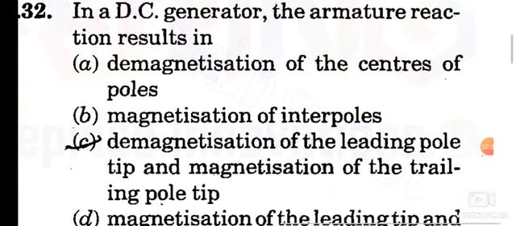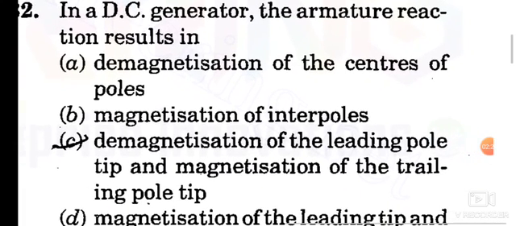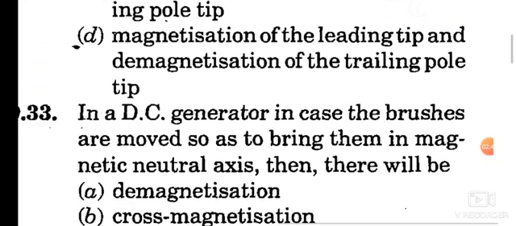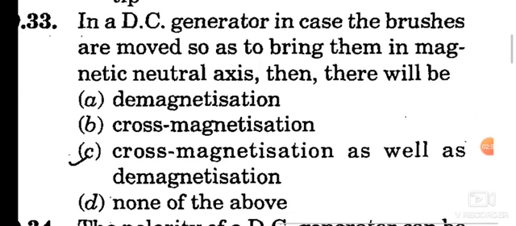Question number 32. In a DC generator, the armature reaction results in option C, demagnetization of the leading pole tip and magnetization of the trailing pole tip.